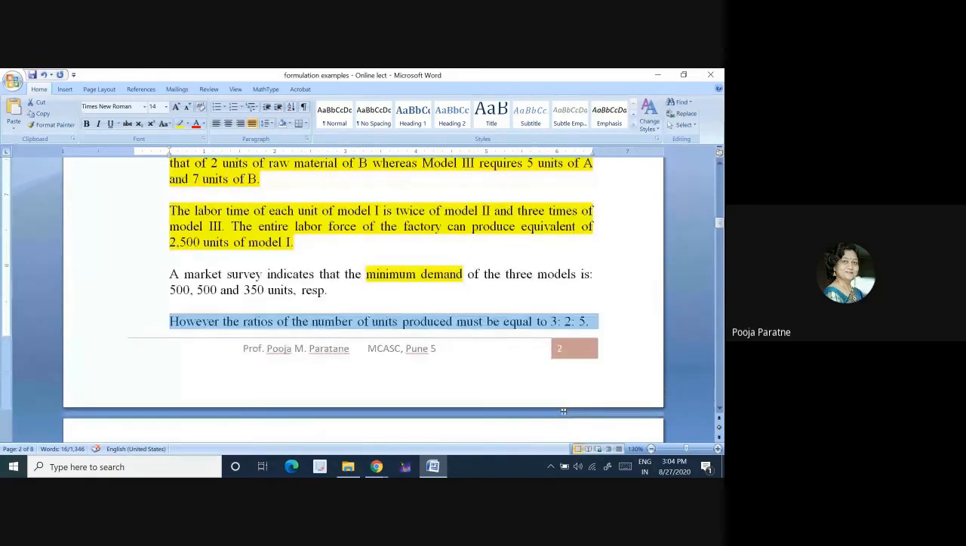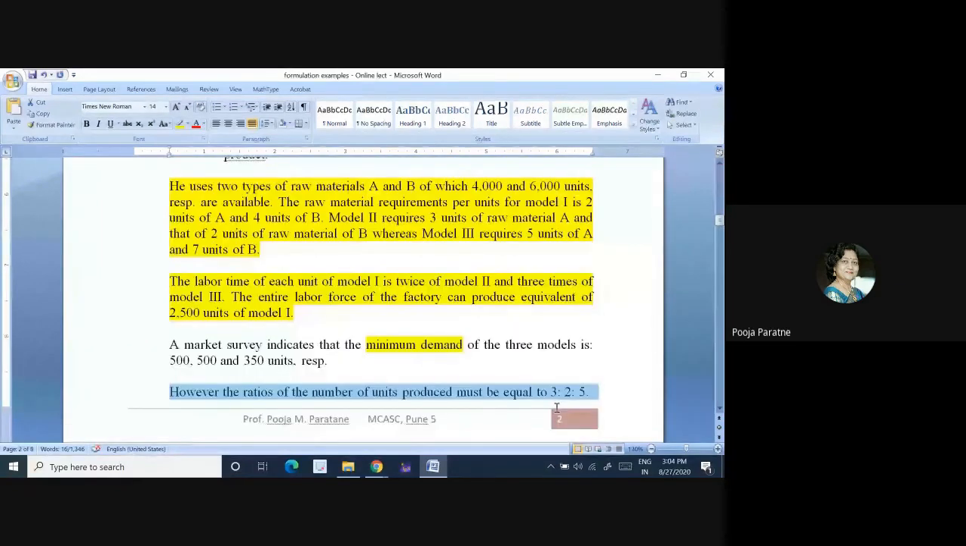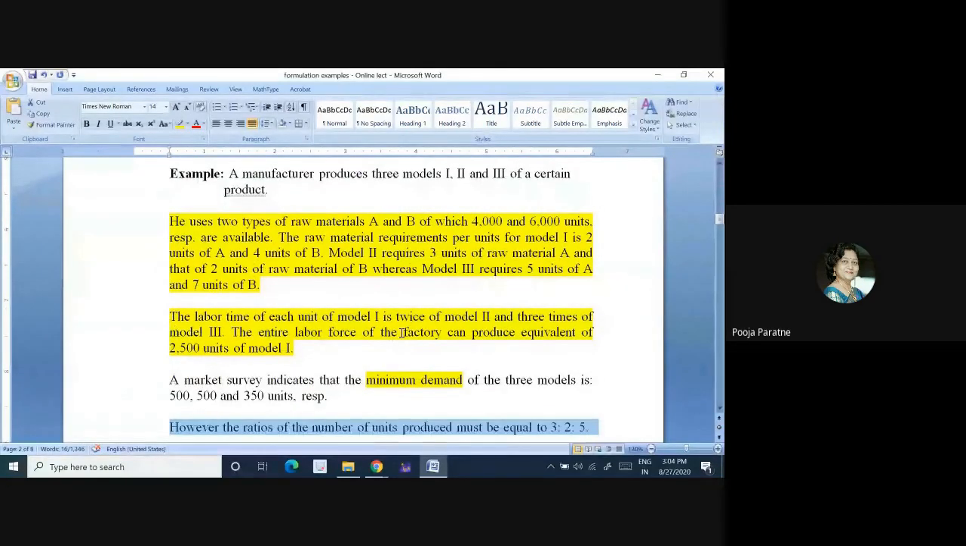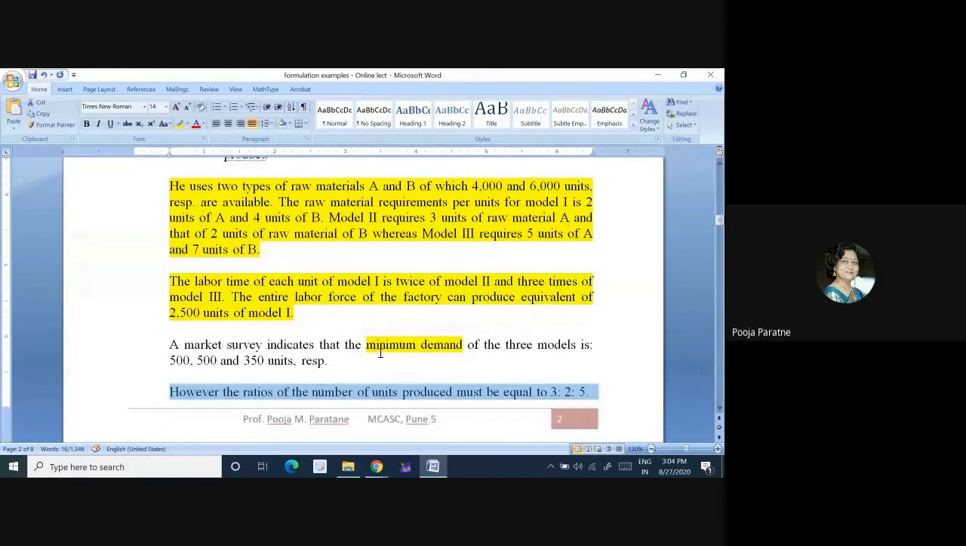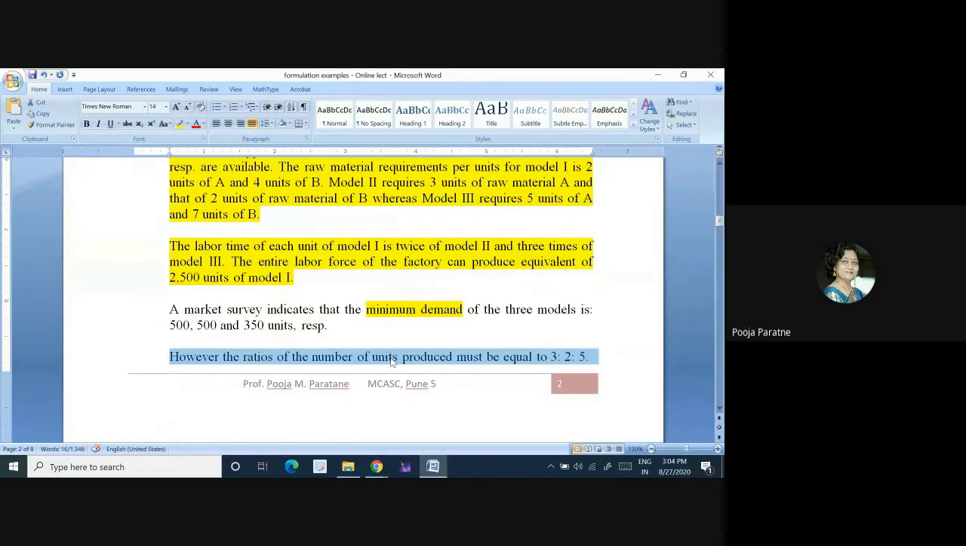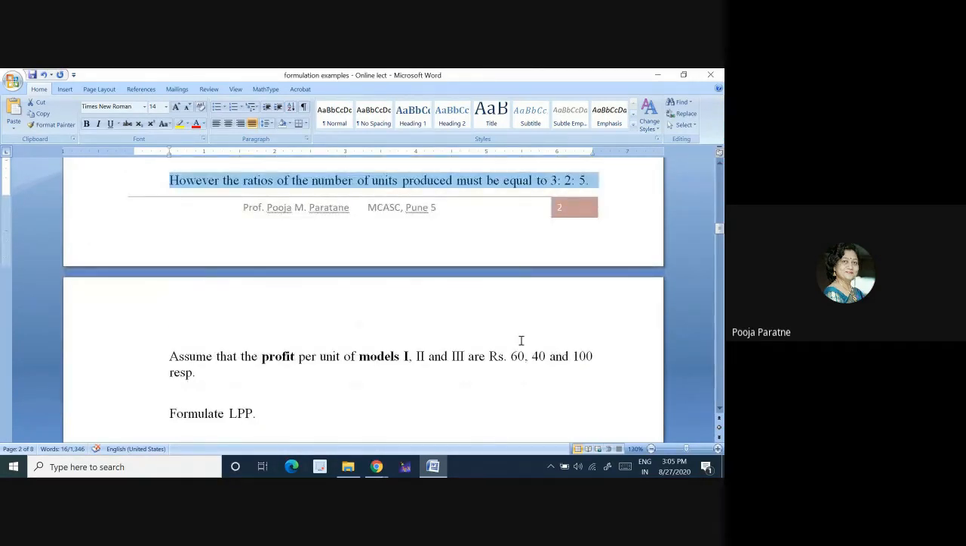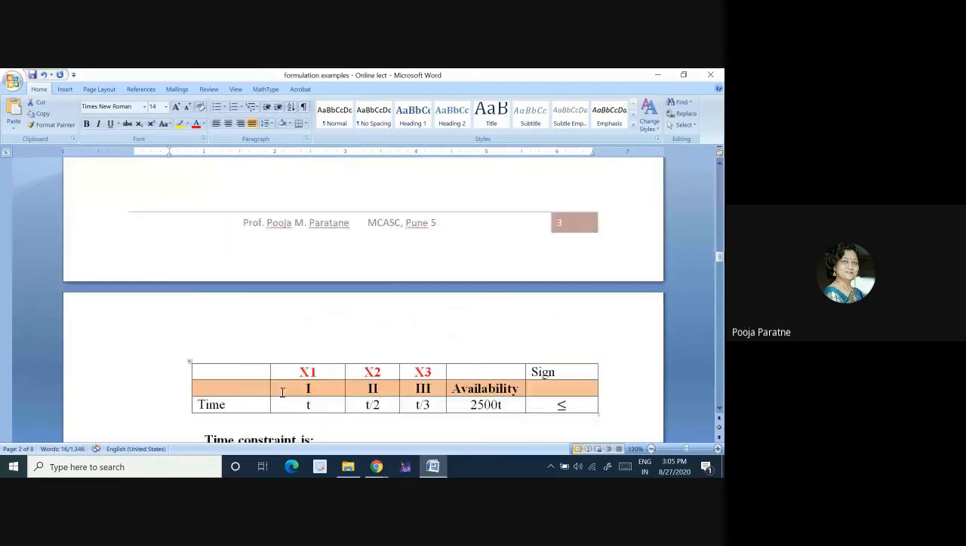Look here. Initially the models are given. Then this second paragraph is talking about raw material, and we have written the raw material constraints. Then this paragraph is talking about the labor time, so we have written the time constraint also. Then this third paragraph is talking about the demand, so we constructed the demand constraints also. And lastly it is talking about some ratio, so we have constructed constraints using these ratios. Now finally the profit, which will give me my objective function. So let us go to the objective function.